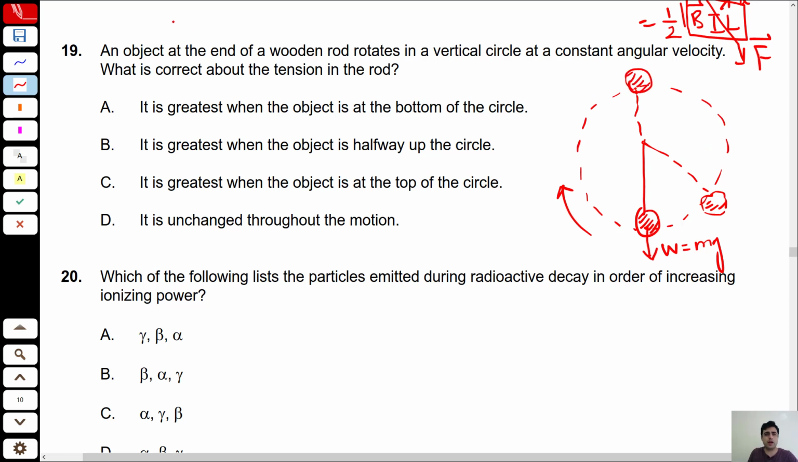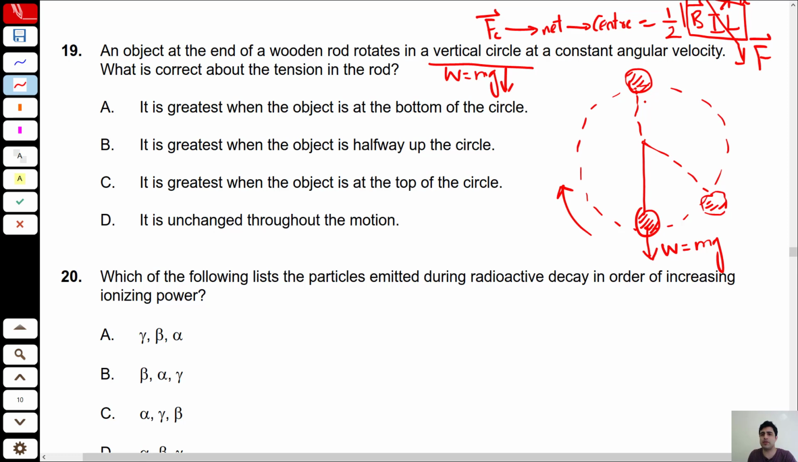An object at the end of a wooden rod rotates in a vertical circle. So we have to take into account the gravity. Weight equals mg, which acts downward, at a constant angular velocity. What is correct about the tension in the rod? Well, first of all, you need to realize that it's a circular motion problem. In a circular motion, we must always have a resultant net centripetal force. This centripetal force must be a net force acting toward the center of the circle. So it must be net, and it must be acting toward the center of the circle.